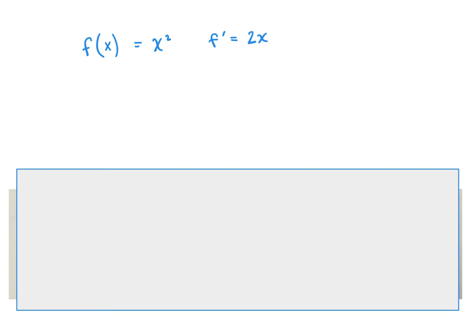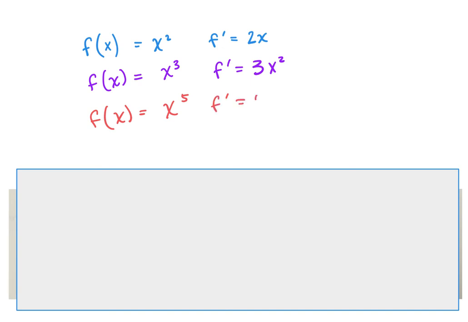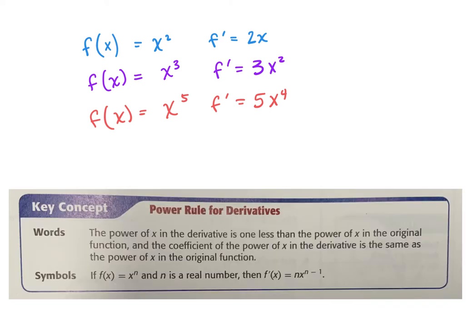If I were to do f of x equals x cubed, your derivative here is going to be 3x squared. If I were to do f of x equals x to the 5th, your derivative here would be 5x to the 4th. Do you see a pattern? That is the first rule: the power rule for derivatives.